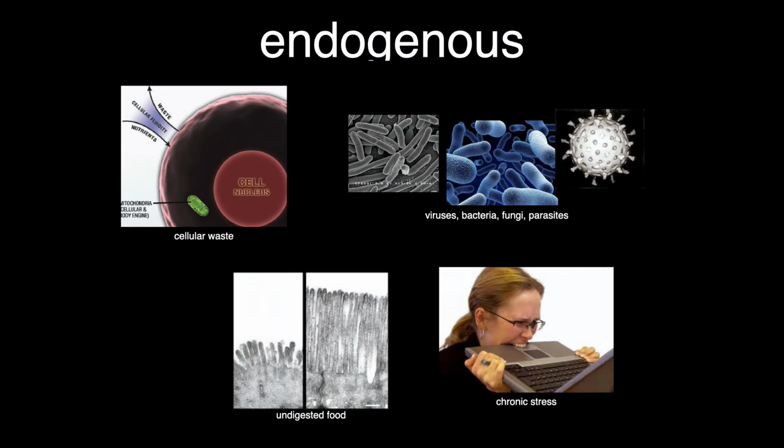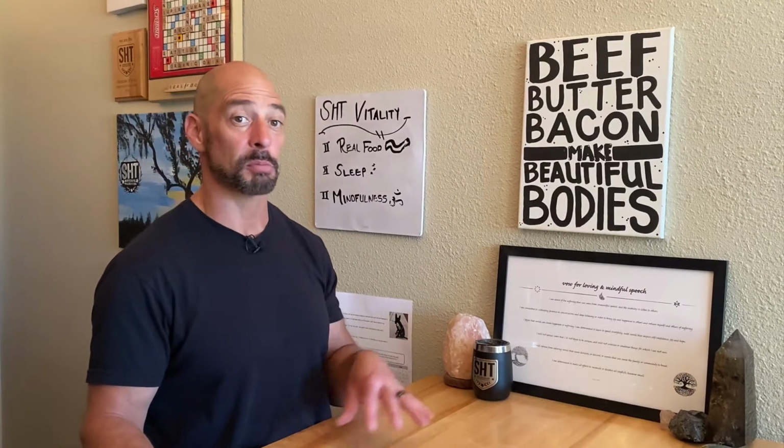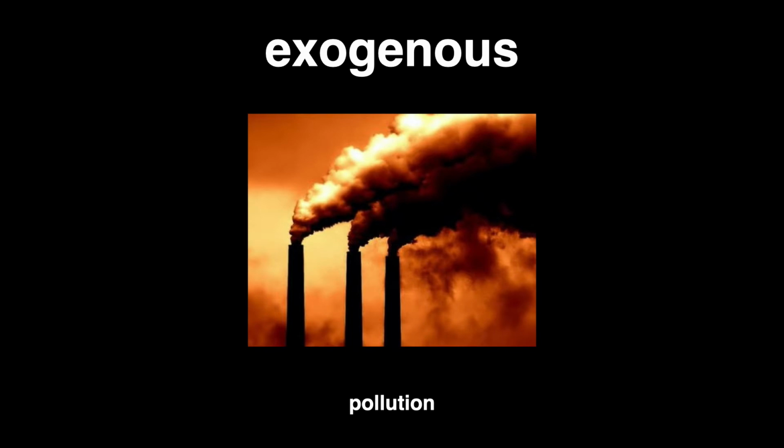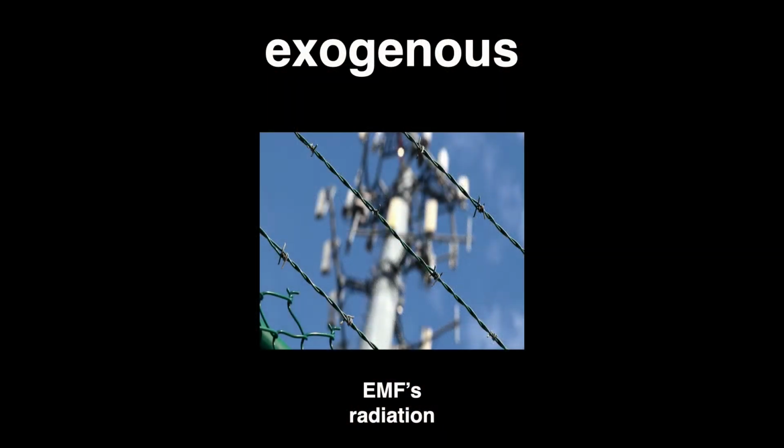Now we have internal toxins that we call endogenous toxins, like cellular waste and undigested food, and we have all kinds of living organisms inside us that produce their own waste. And then we also have things like stress, which contribute to toxicity because high levels of specific hormones the body has to break down and deconjugate. And then we also have things that might be somewhat unavoidable, like external toxins like pollution, EMFs and radiation, things that we might be putting on our skin through skincare.